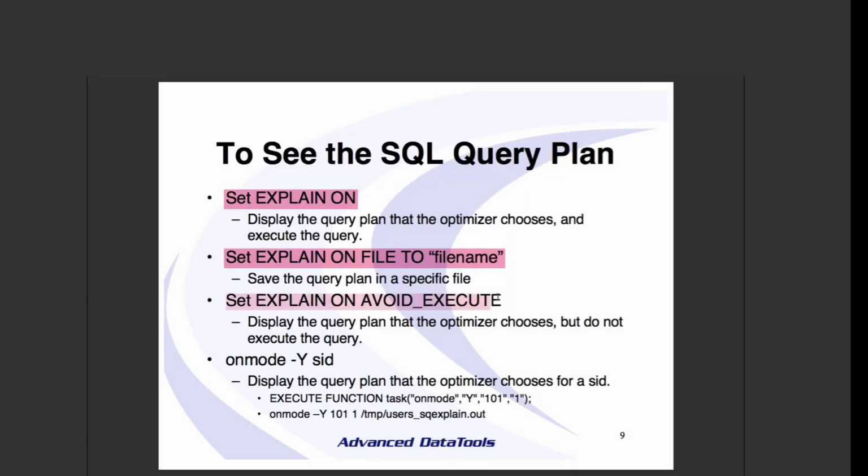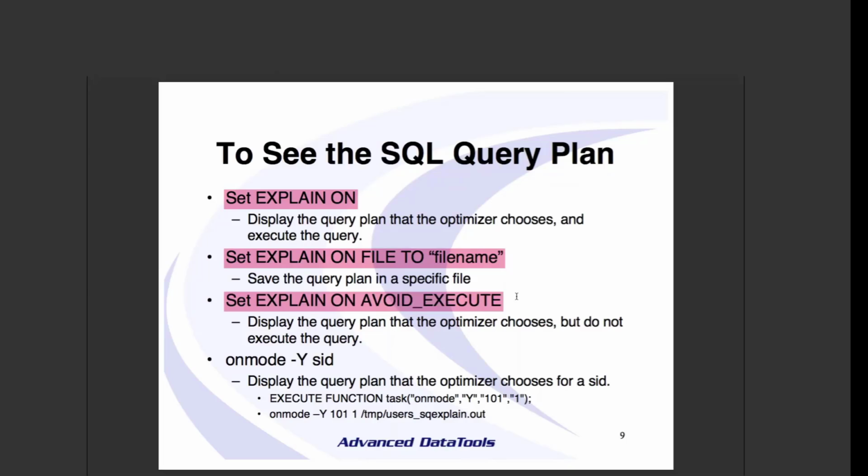An option that I really like is the set explain on avoid execute. Let's say you have an SQL that takes 4 hours to run, and you don't want to run it and spend 4 hours waiting to see the results. Results contain 2 parts. They contain a query plan and the cost, and then the second part is the statistics on how long each part took.